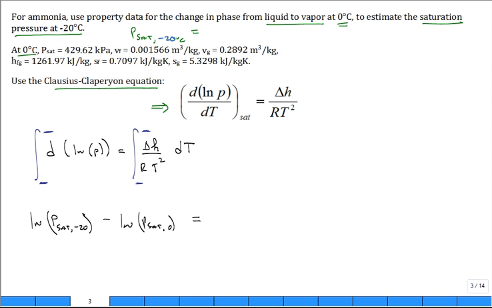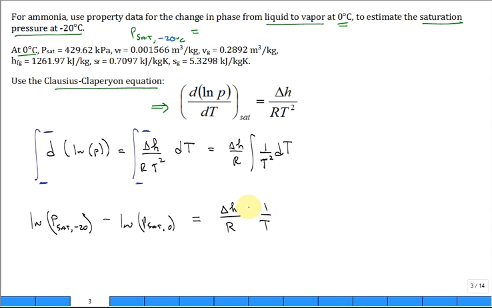Now let's take a look at the right-hand side. Delta H and R come outside the integral. We just have now the integral of 1 over T squared dT. Professor, it's been a long time since I had to integrate, but this is negative 1 over T evaluated at those upper and lower limits, true? So what we're going to do is we're going to evaluate this. I'm going to do it this way. I'm going to put it like this.